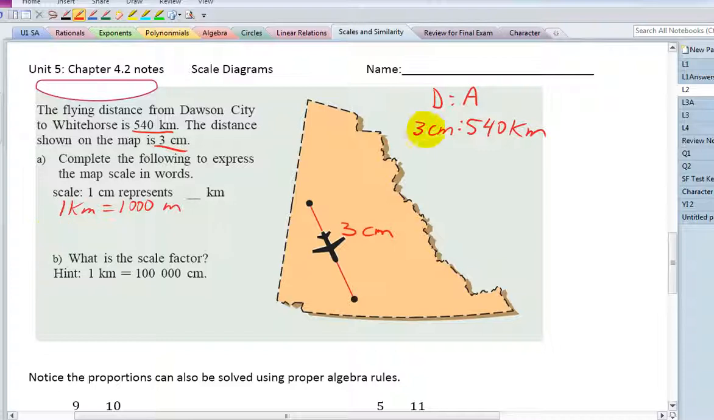Divide by 3. Let's put this in lowest terms first. You'll see why in a second. So 1 centimeter is 180 kilometers. Okay. So if we have 180 kilometers, how many meters is that? 180, and how many zeros? 3. Okay, so you have to multiply by 1,000. Now if we have 1 meter, how many centimeters is that?